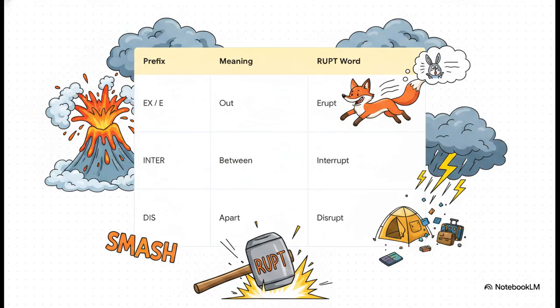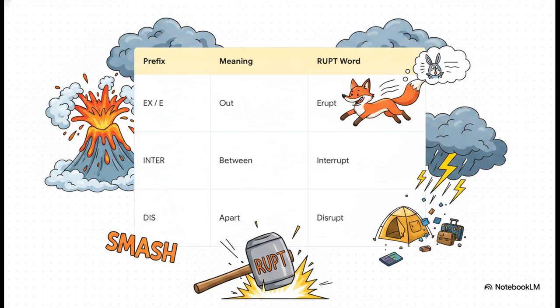Section 2, prefix power, directions for breaking. Now, what's really fascinating about this next concept is how we use prefixes to tell our magical rupt hammer exactly which direction to break things. See, the root is the main idea, but the prefix gives the direction. Take E or EX, which means out. Combine that with rupt and you get erupt, to break out, just like a volcano.